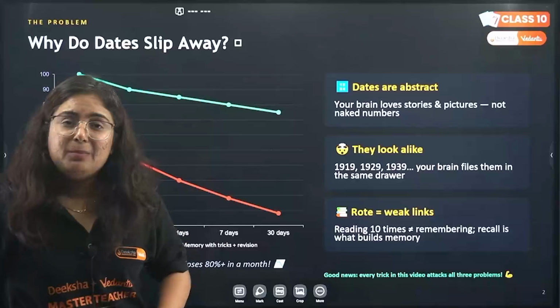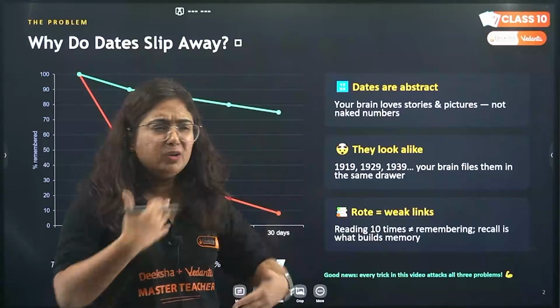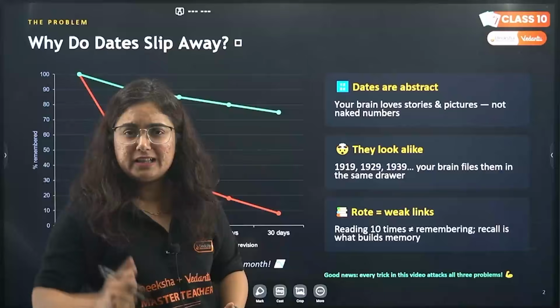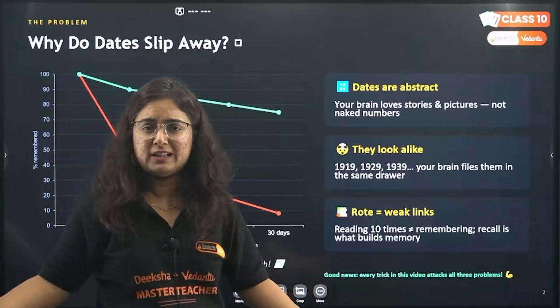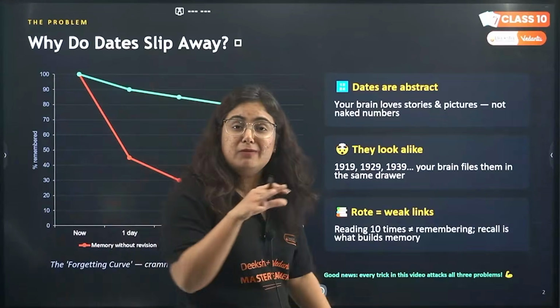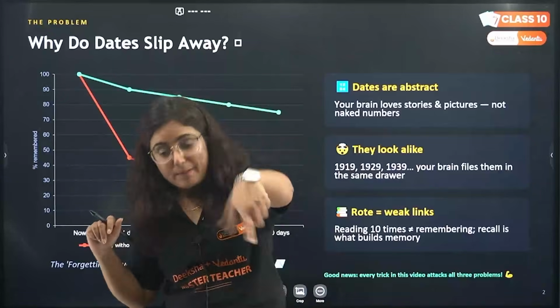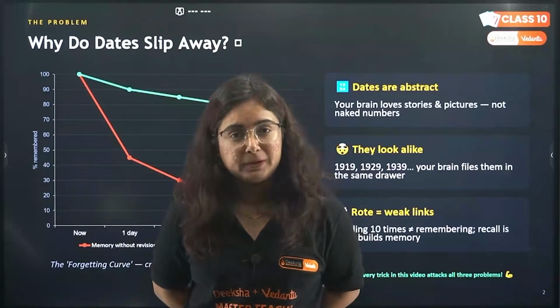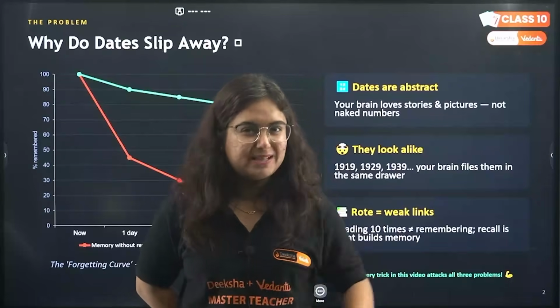You know why? Because dates are so abstract, right? 1919. You cannot visualize anything from that date. You don't have any memory of that date because you were not even born at that time. But you remember one thing: whenever you watch a Netflix movie related to the Kargil War, you will remember what year the Kargil War happened. The Safed Sagar Netflix series that was recently launched, please go and watch.